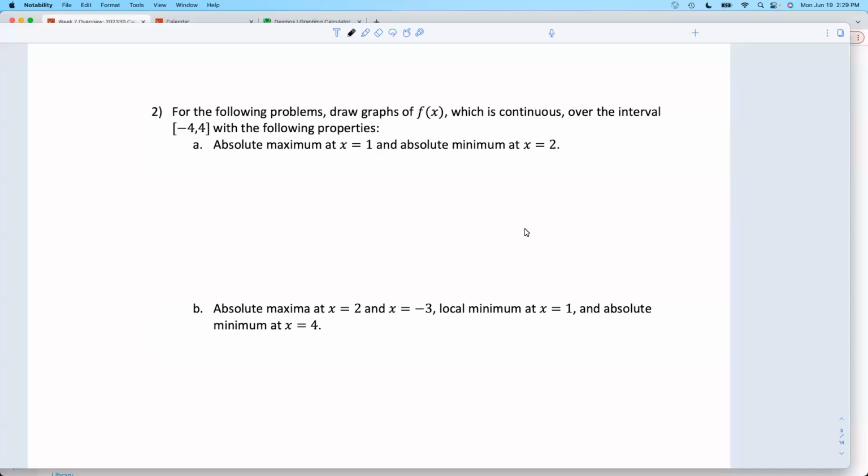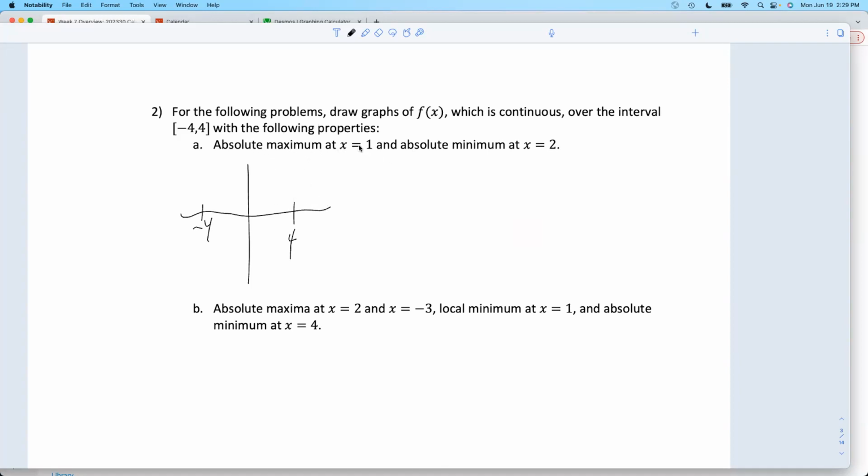Okay, here we're working backwards. We want to draw a graph, a possible graph that meets all these conditions. So we've got some graph from -4 to 4. There are an infinite number of possibilities here. We just want to graph one.